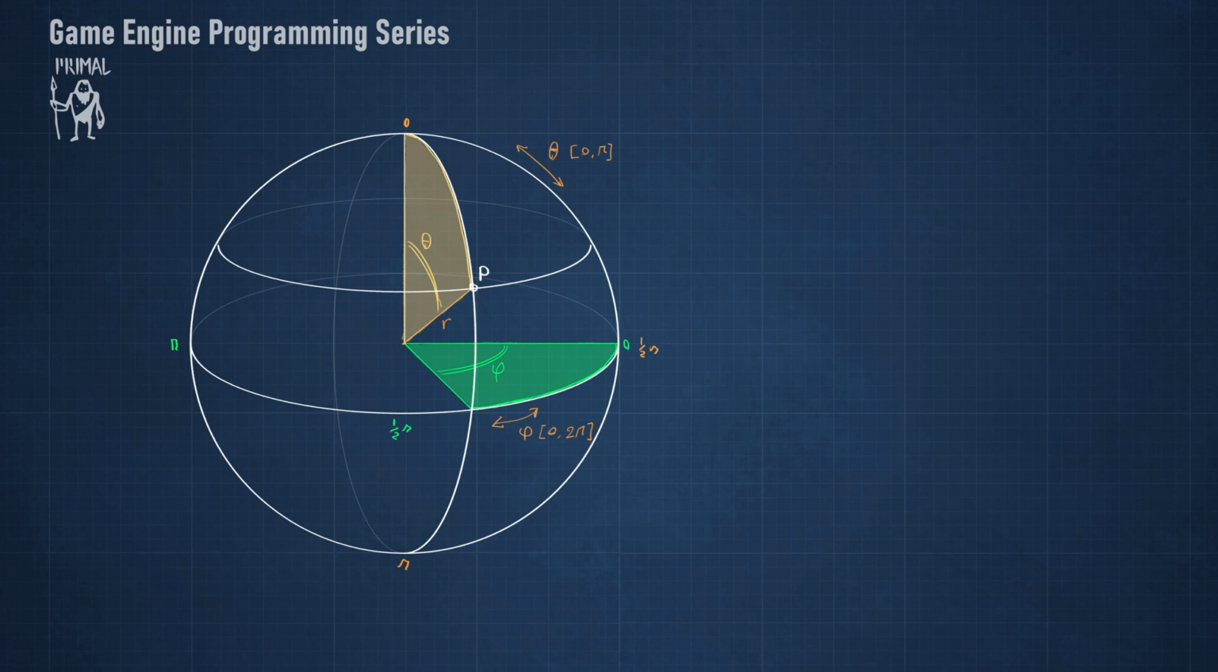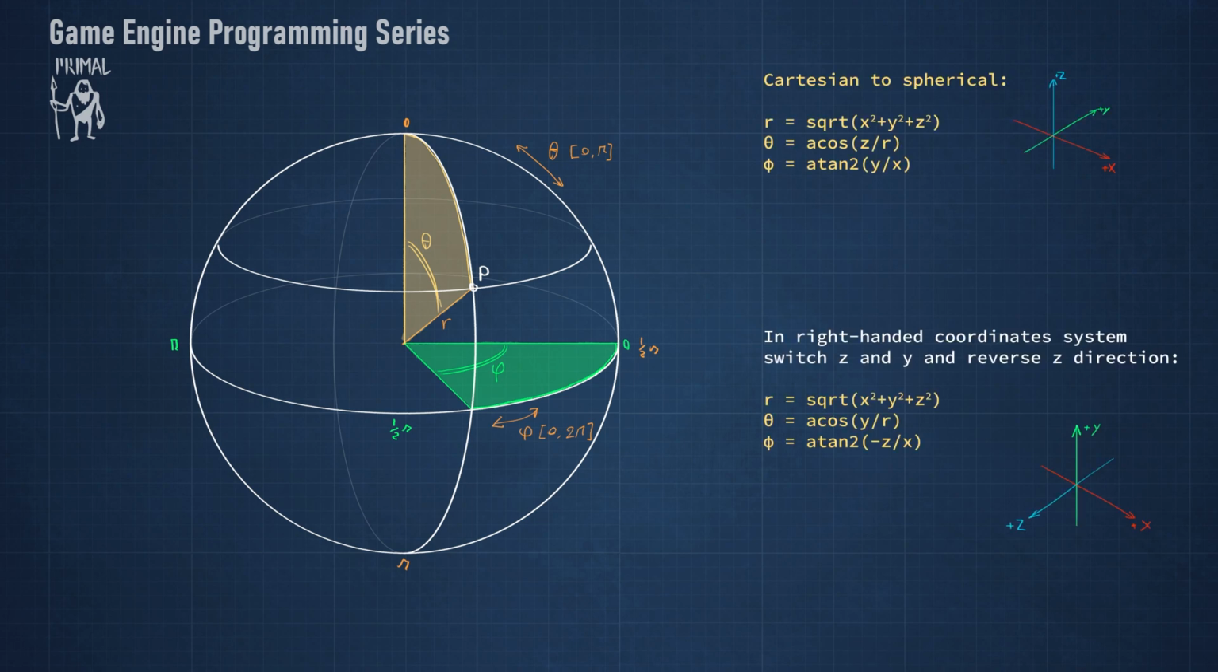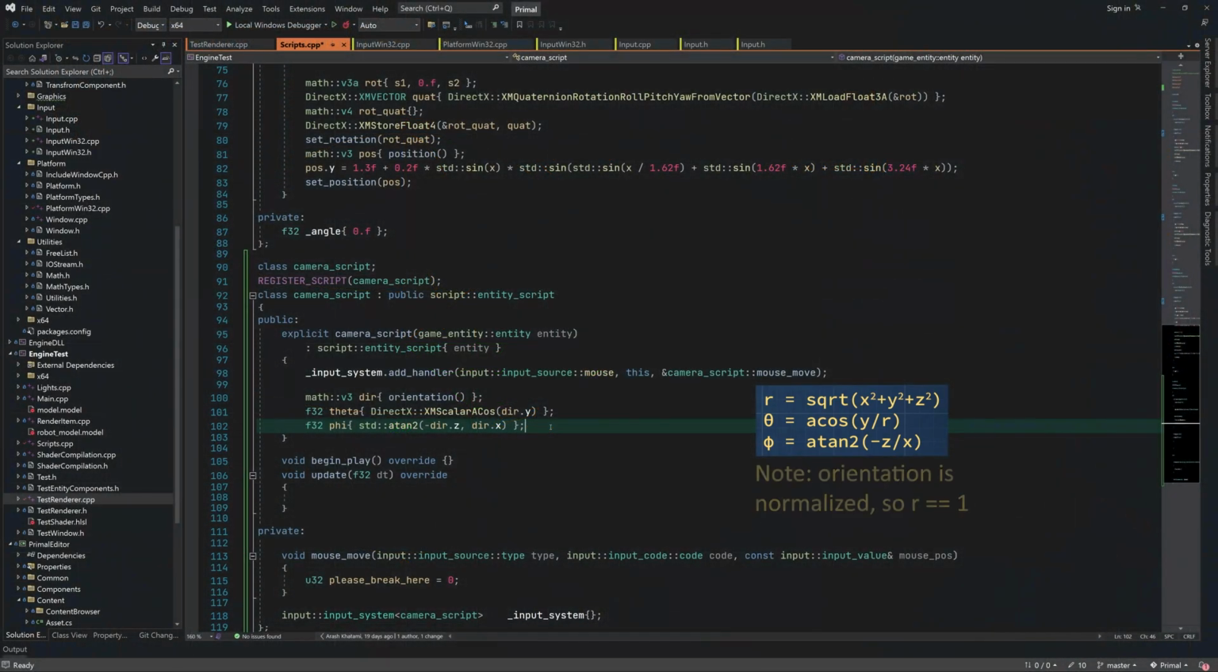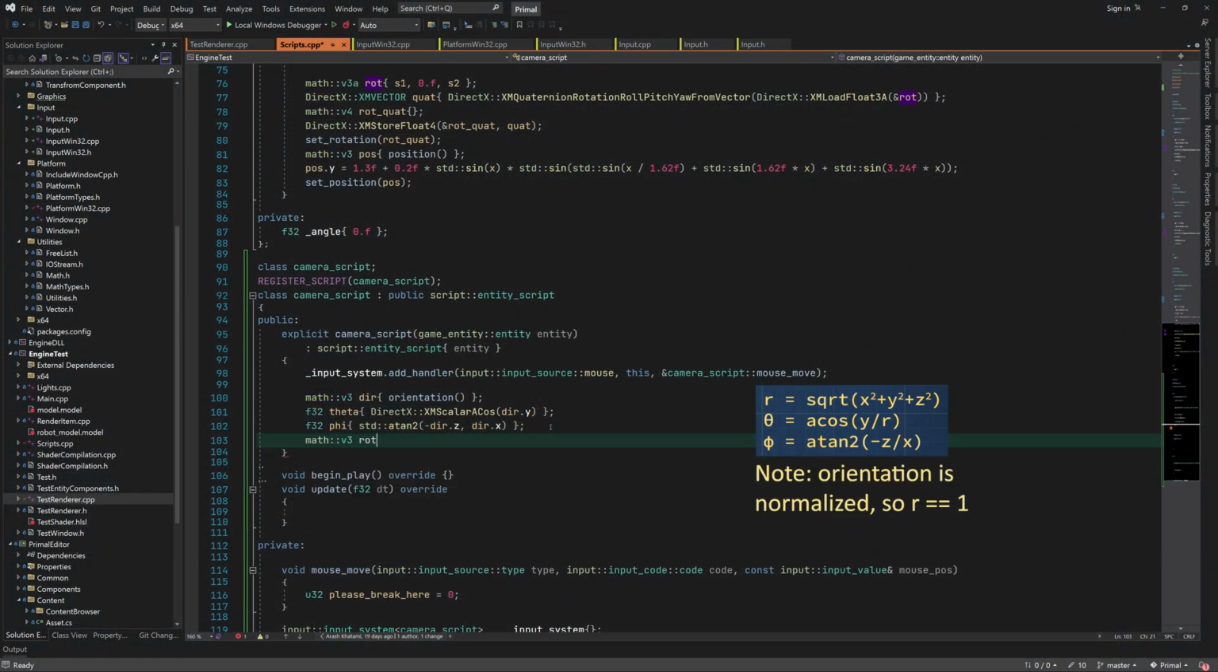We can convert any Cartesian coordinate that is on the surface of the sphere to spherical coordinates using these equations. And we can convert spherical coordinates to Cartesian coordinates using these equations. Remember that theta and phi are with respect to the sphere's up-axis and the positive x-axis respectively.